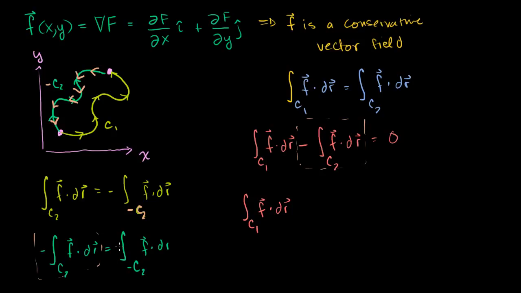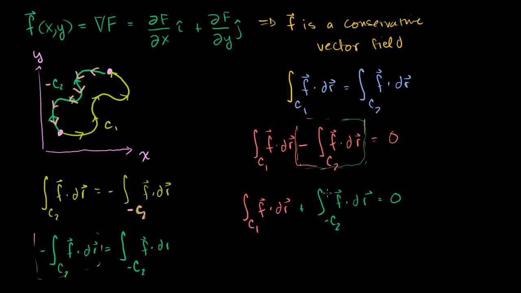instead of minus the line integral along C2, I'm going to say plus the integral along minus C2, right? Let me switch to the green. This we've established is the same thing as this. The negative of this curve, or the line integral along this path, is the same thing as the positive of the line integral along the reverse path. So we'll say plus the line integral of minus C2 of f dot dr is equal to 0.